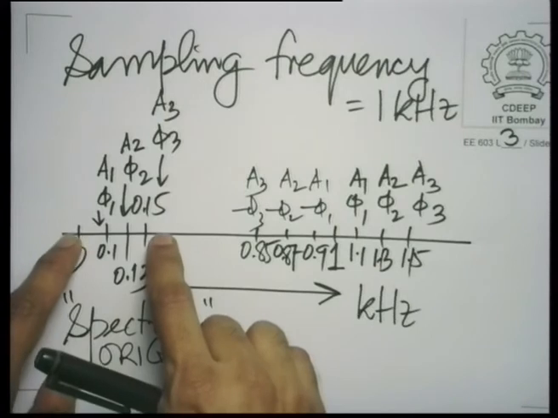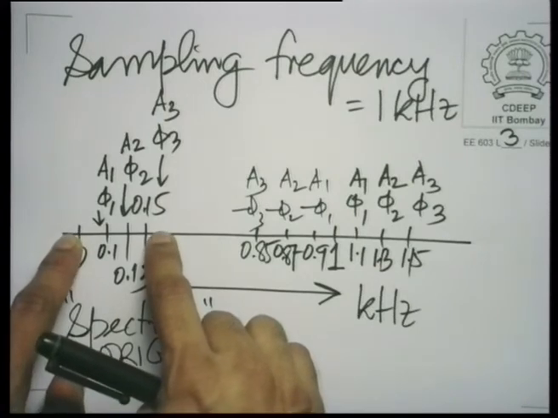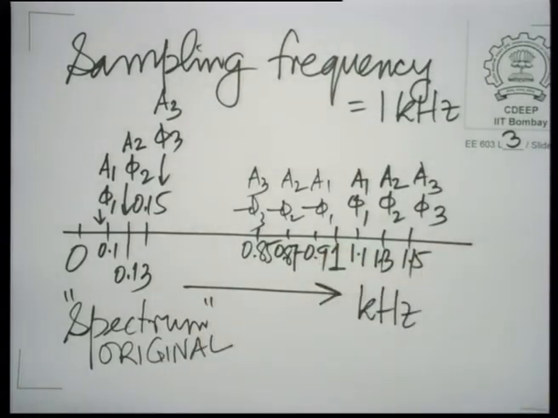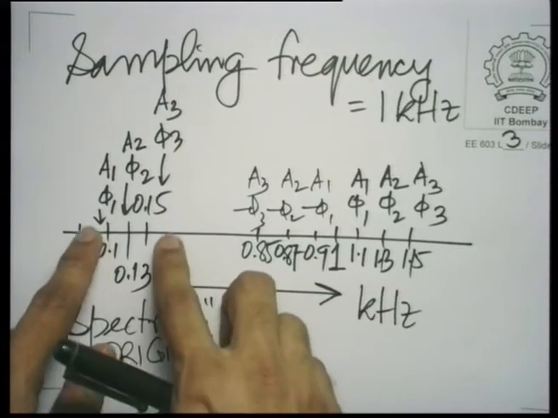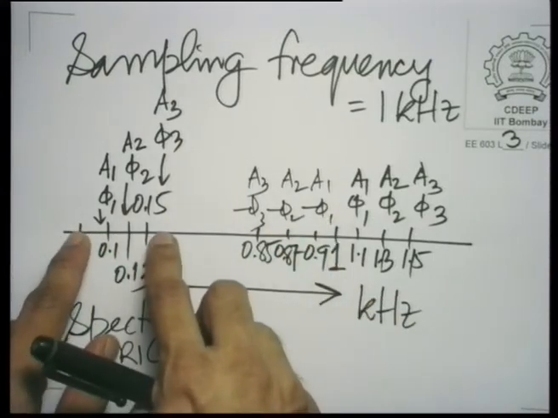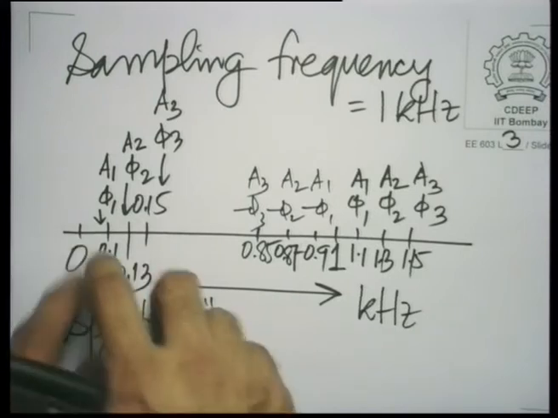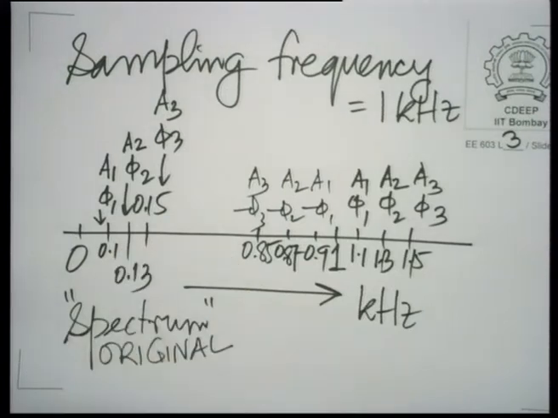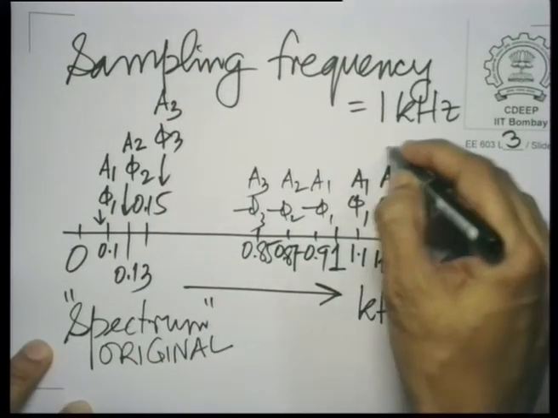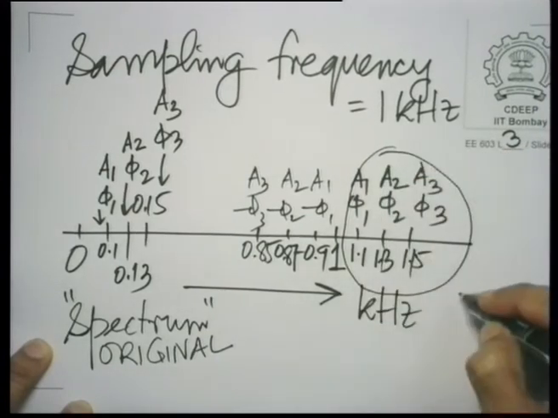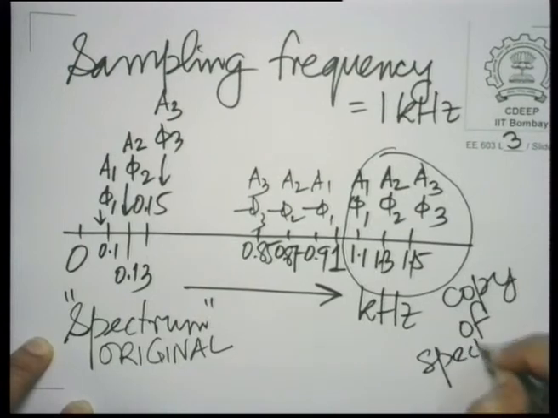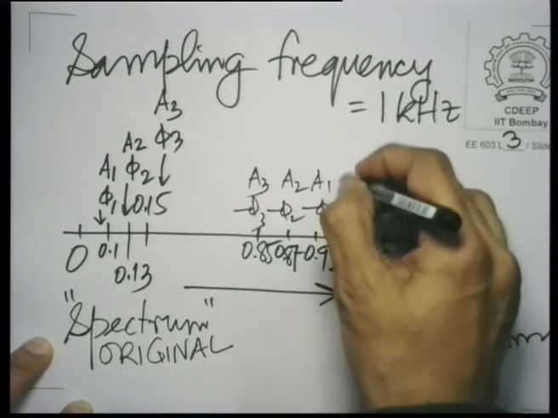Whatever it is. What is the effect of sampling? The effect of sampling is that the original spectrum is copied as it is after 1 kilohertz, after 2 kilohertz, after 3 kilohertz and so on, and it is copied in mirror image fashion. So, you can visualize this has been mirror imaged, and in mirror imaging you have reversed the phase as well. So, you have a copy of the original spectrum here, and a mirror image of the spectrum here.